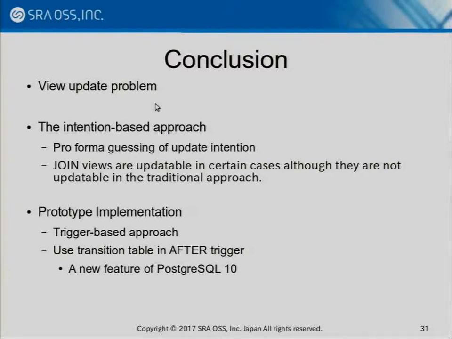In conclusion, I introduced a view update problem, and we introduced a novel theory called the intention-based approach and an algorithm called proforma guessing of update intention. Using this algorithm, join views are updatable in certain cases, although they are not updatable in the traditional approach. And we showed a prototype implementation of the algorithm using a trigger-based approach and transition tables.